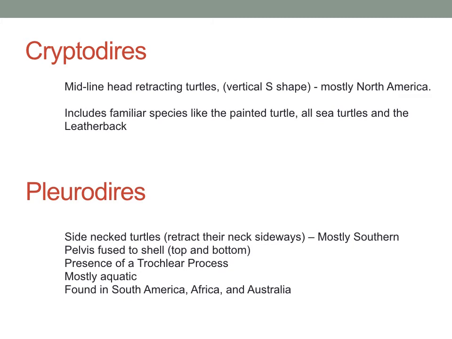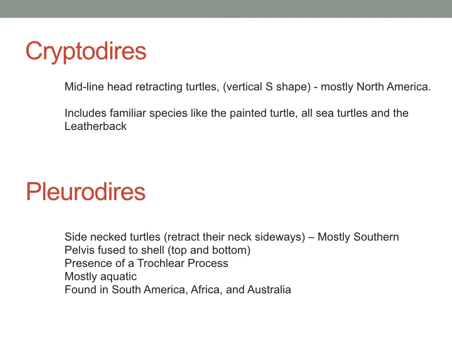So first, broadly, turtles can be divided into 2 groups: the cryptodires and the pleurodires. The cryptodires are probably the turtles you are familiar with. These are the ones that can pull their head into their shell, typically. To do this, they're vertically compressing their neck in that S shape. Most of the turtles that we have in North America are cryptodires, and it includes everything from the painted turtle to all sea turtles and the leatherback turtle.